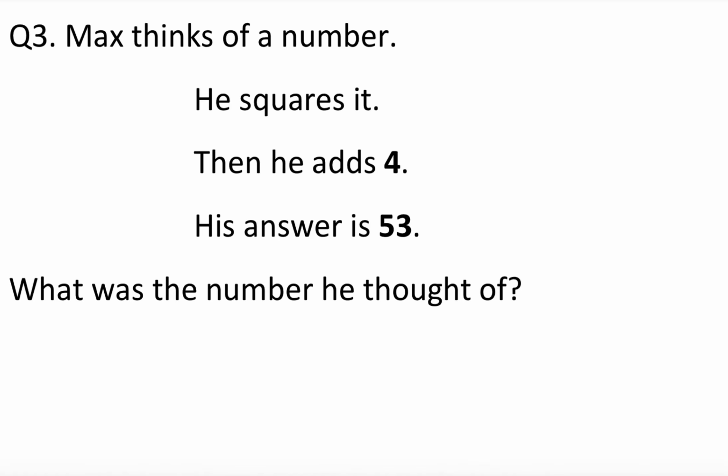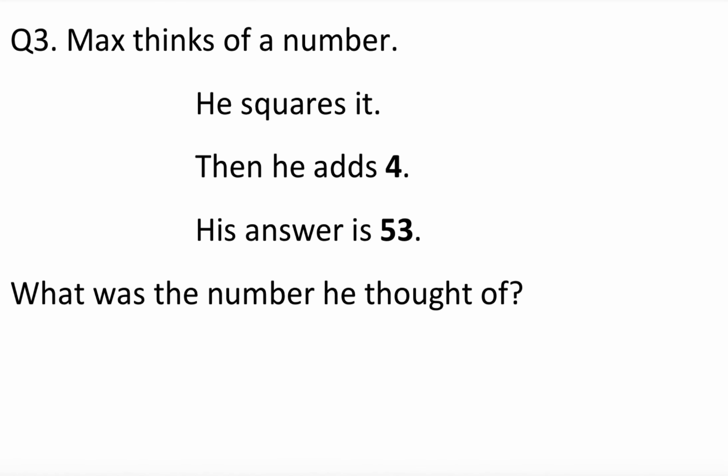Oh, this is like a Christmas cracker one. Somebody might ask you this from a Christmas cracker. Max thinks of a number. He squares it. Then he adds 4. His answer is 53. Well, then you've got to think of all this in your head. What was the number he thought of? Well, there's a way. All you have to do is reverse it all.